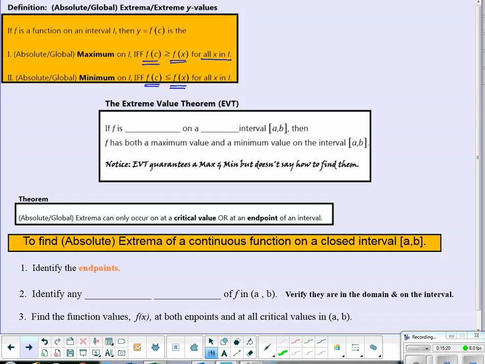If f is continuous on a closed interval, then f has both a maximum value and a minimum value on that closed interval. Notice, this is called the extreme value theorem. The extreme value theorem guarantees the min and max. It guarantees it, but it doesn't tell us exactly how to find them. But we do know they exist, so that's kind of cool.